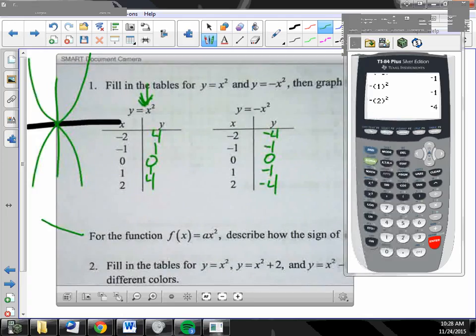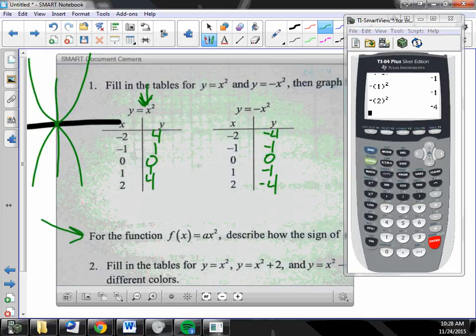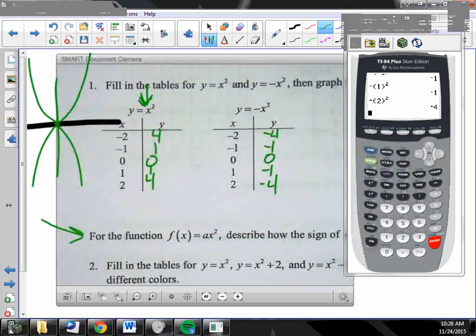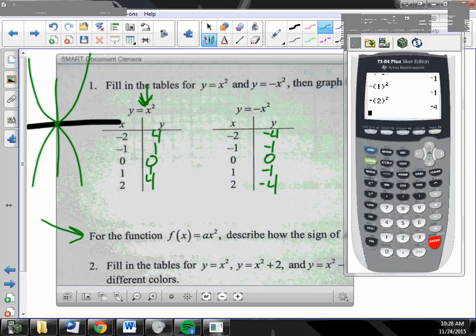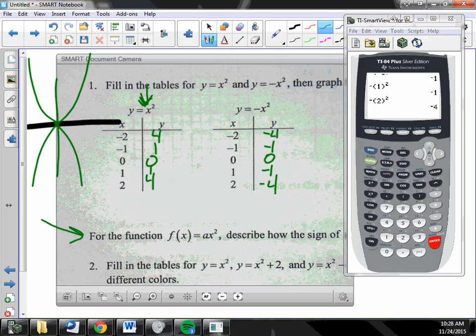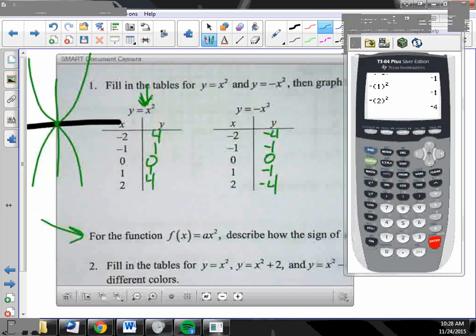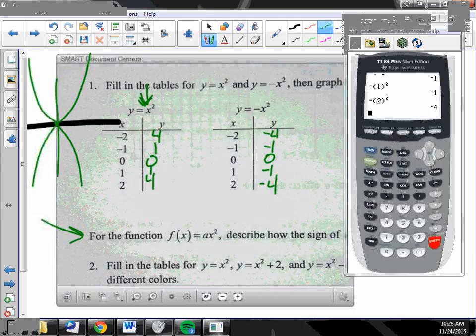Yeah, this is the answer to this question. Okay, and then the other half of that is, what if a is negative? It opens down. So if a is negative, then the graph opens down. Okay?